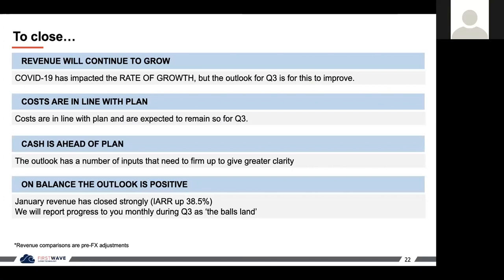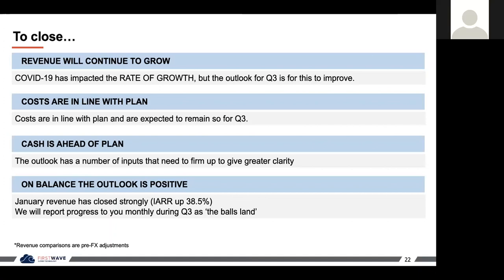Costs are in line with plan and are expected to remain so in Q3. Cash is ahead of plan, and the Q3 outlook for cash remains positive. So on balance, the outlook is positive. H1 has given us good momentum, and January revenue has closed strongly. International annualized recurring revenue is up 38.5% on December, as I said.